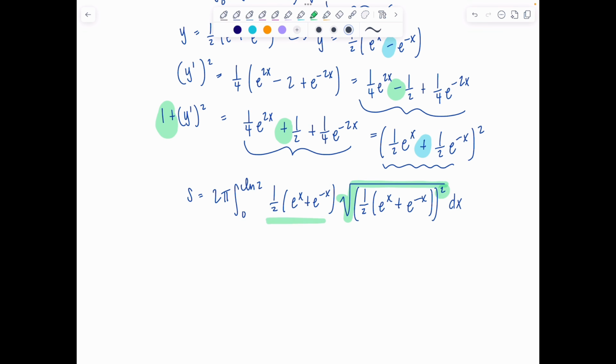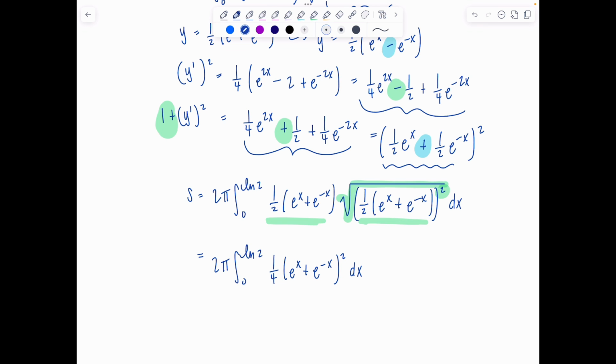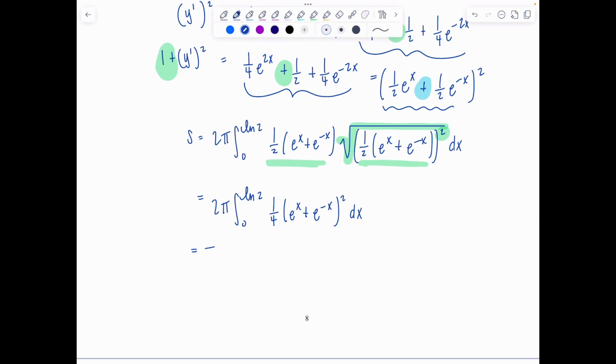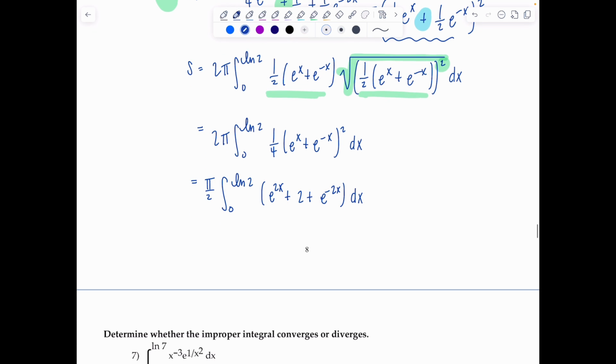And then notice I just have the same thing twice. So I basically have 2 pi integral 0 to ln of 2, 1/4 times e to the x plus e to the negative x squared dx. And then take the 1/4 out. So we've got pi over 2 integral 0 to ln of 2. You got to multiply this out to take the antiderivative. So it'll be e to the 2x plus 2 plus e to the negative 2x dx. Good. Then we can take the antiderivative term by term.